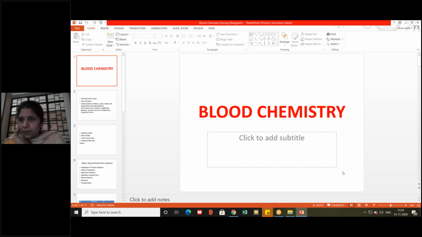Is that clear? When H plus ions are increased, there is acidosis. When bicarbonate ions are increased, it is alkalosis. Other things you should know are that sodium and potassium levels can also be altered. That can also be detected by studying the plasma and the serum. So these are the various tests which can be done. We'll stop here.